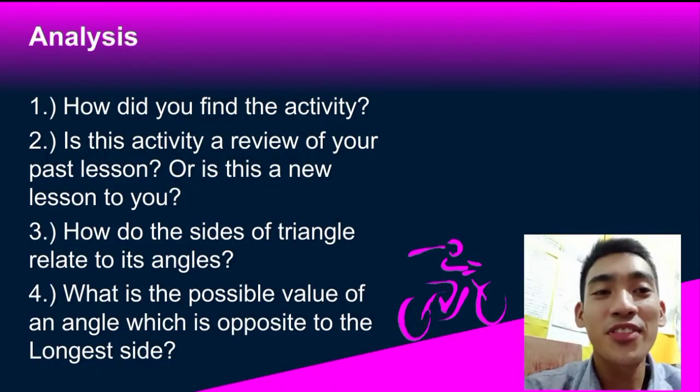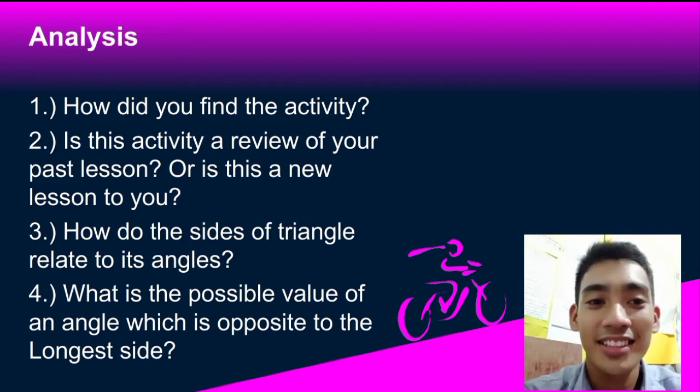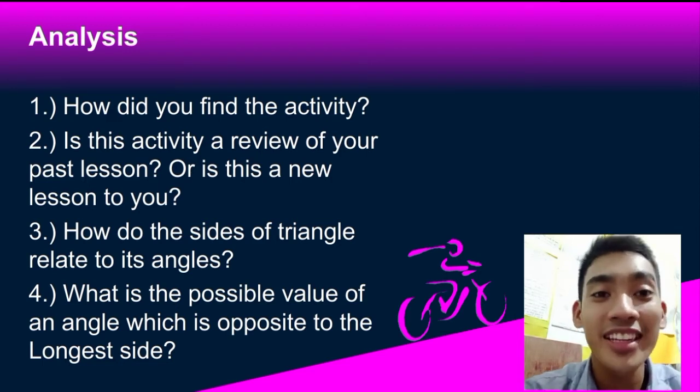How did you find the activity? Is it easy or hard to do? Is this activity a review of your past lesson, or is this a new lesson to you? How do the sides of a triangle relate to its angles? What is the possible value of an angle which is opposite to the longest side? I know on items number 3 and number 4, you have already answers or ideas because of the previous activity that we have made.